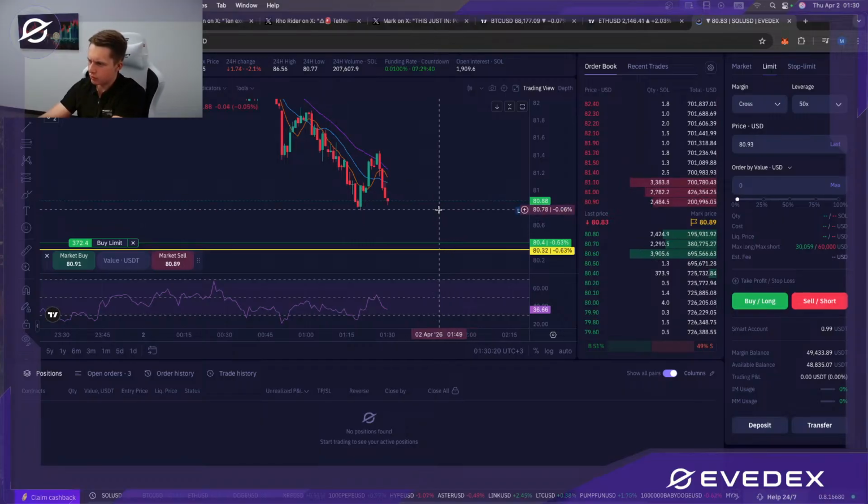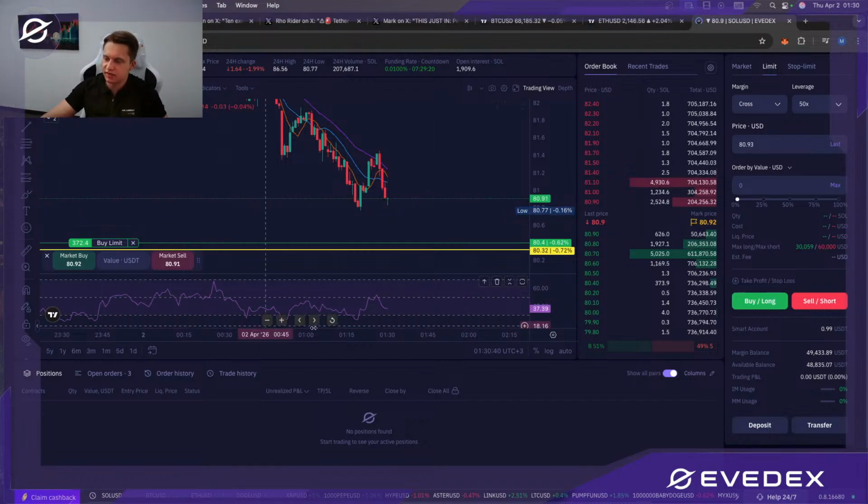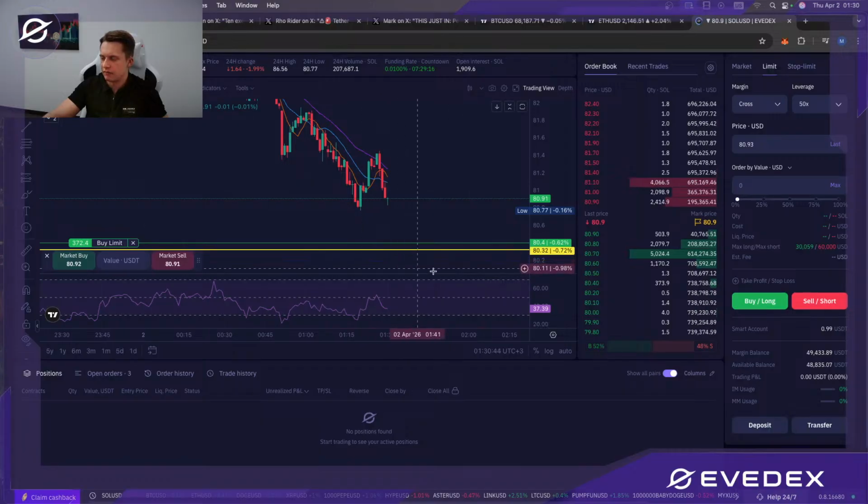So our low currently is at 7.7, so we have a very, very small way to go. But that would put us in a pretty good trade as well. You can see the RSI is getting weaker. And we have a very good, very strong level.